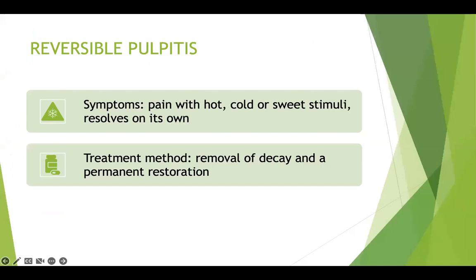So first thing is, after the affected caries come into place, we have reversible pulpitis. The symptoms that come with that are pain to hot, cold, or sweet stimuli, and it usually resolves on its own. The treatment method for that type of reversible pulpitis is removal of decay and a permanent restoration, and seeing how the patient feels afterwards in 2 weeks.